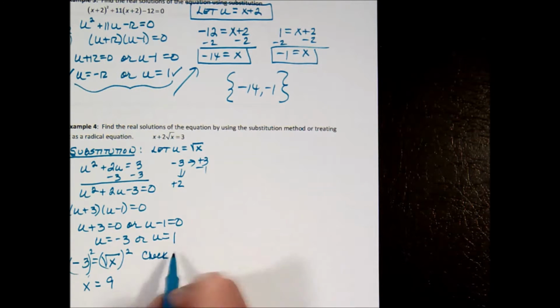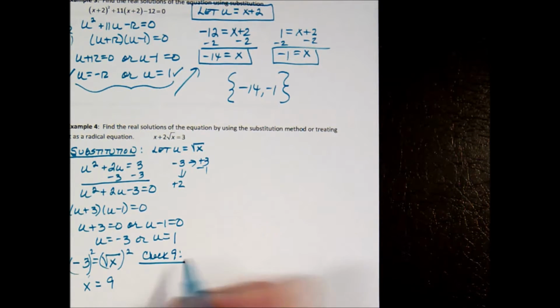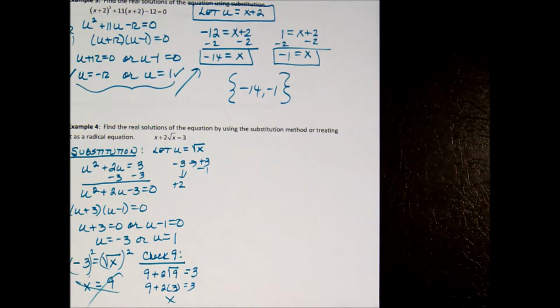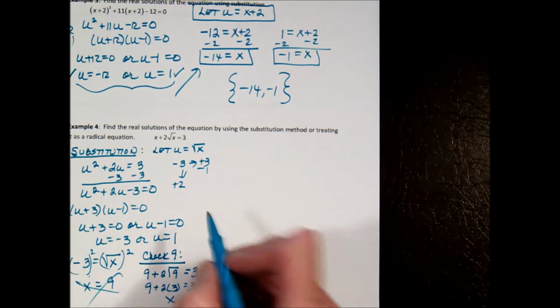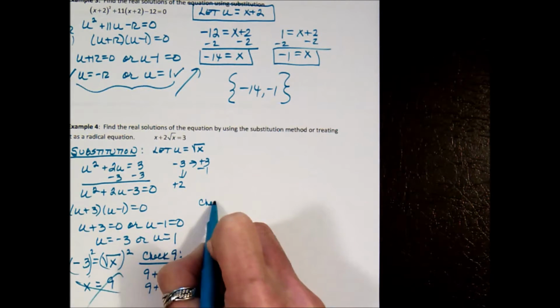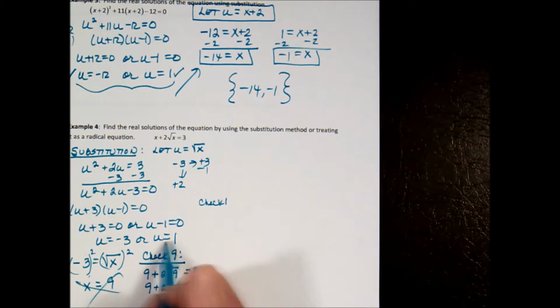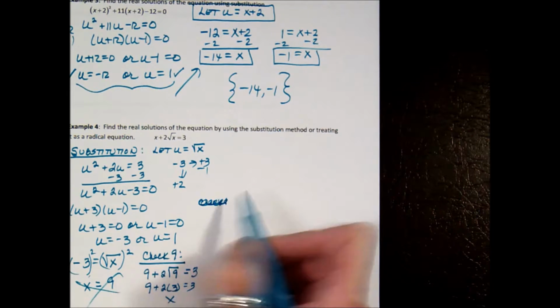So to check 9, I would say in my original equation, is 9 plus 2 times the square root of 9 equal to 3? Well, you can see it's not going to be true. Is 9 plus 2 times 3 equal to 3? No. So that doesn't work. So now we have to check the 1. Check 1. Or we have to put it back in first. Don't check 1. Don't do what I just said. We have to actually put it back in.